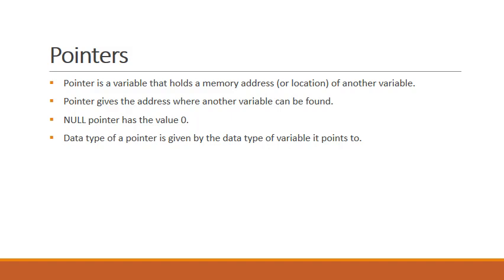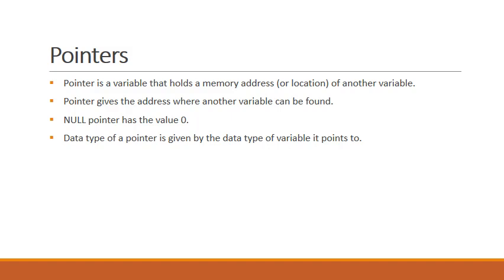Any integer variable will have an integer as its value. An array will have a collection of integers or characters as its value. A float variable will have a float value, say 3.5, as its value. But a pointer will contain the memory address of another variable as its value. So it's a variable that holds the memory address or location of another value. That memory address can be used in any part of your program to find where the variable is, right?